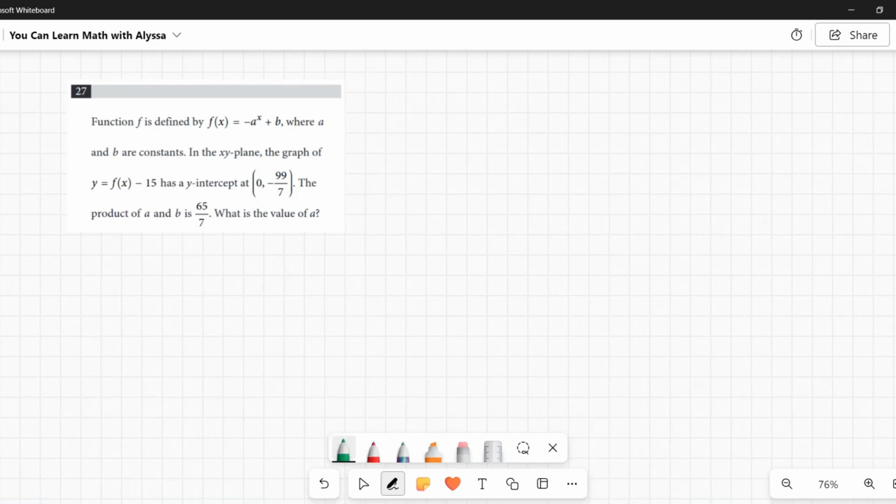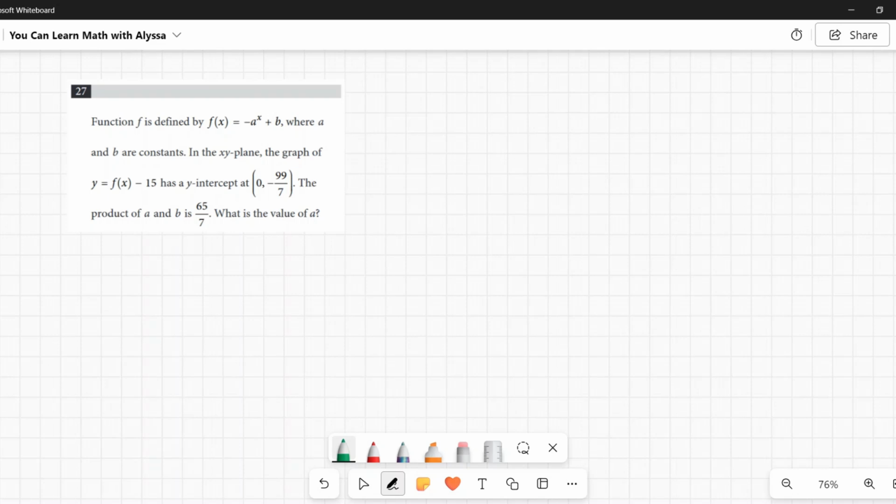Number 27. Function f is defined by f of x equals negative a to the power of x plus b, where a and b are constants. In the xy plane, the graph of y equals f of x minus 15 has a y-intercept of 0 and negative 99/7. Oh, what a lovely fraction that is. The product of a and b is 65/7. What is the value of a?